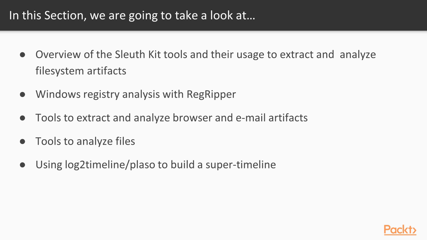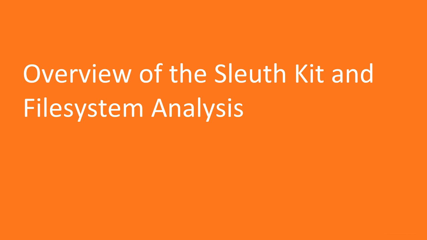First, we'll take an overview of the Sleuth Kit, a set of CLI tools to analyze file systems. We will cover RegRipper, a tool specifically written to analyze the Windows registry. We'll also show various tools to extract and analyze browser and email artifacts, and various tools to analyze different kinds of files. Finally, we'll see how to build a super timeline with log2timeline, Plaso. Let's move on to the first video of this section, overview of the Sleuth Kit and file system analysis.